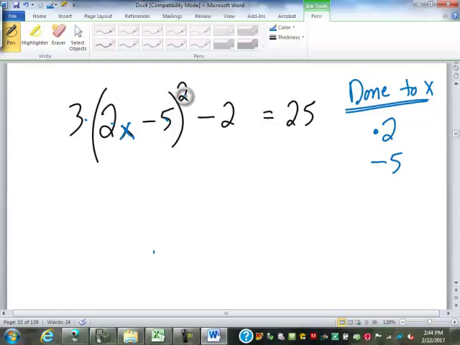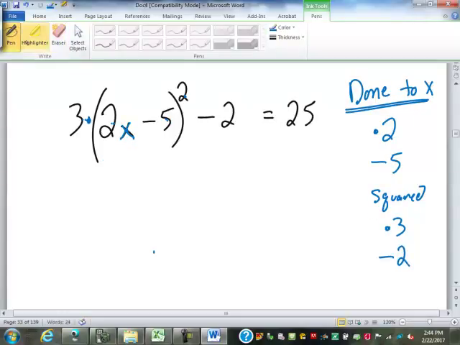Next would be the squared, because that power, the exponent, has to happen before multiplication. Once we square this, then it is multiplied by 3. Then the 2 is subtracted.